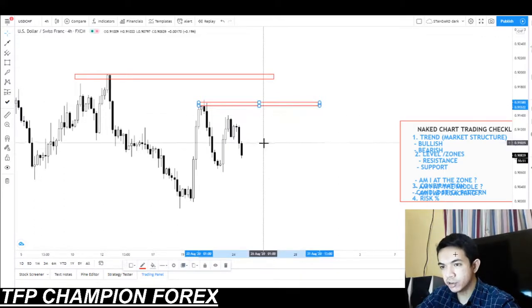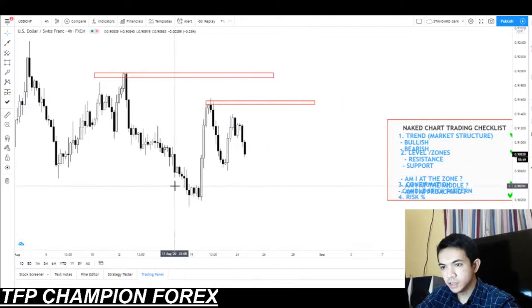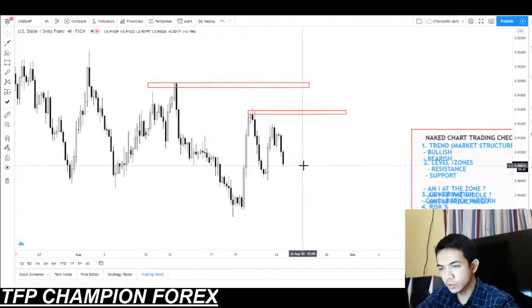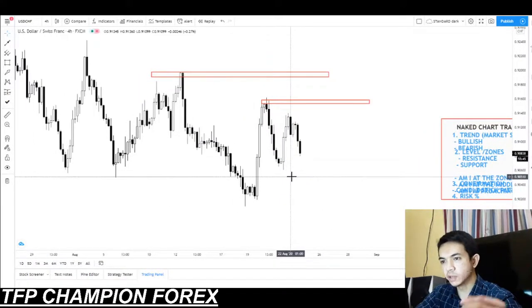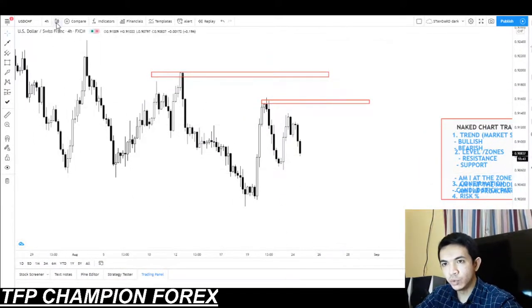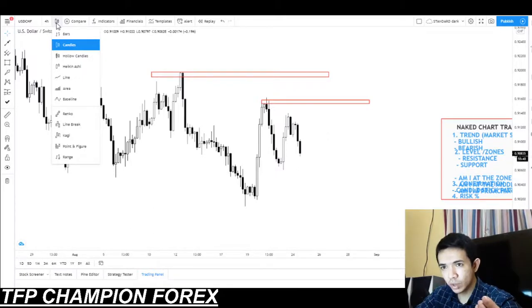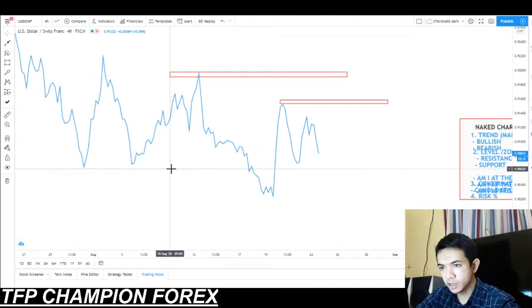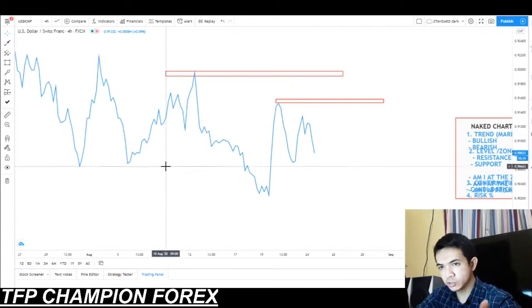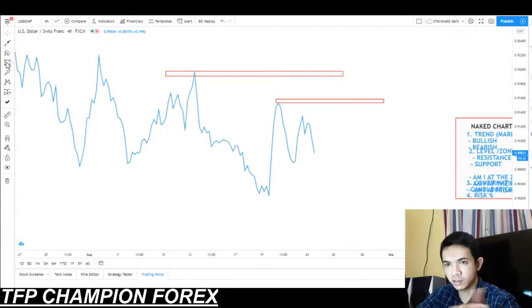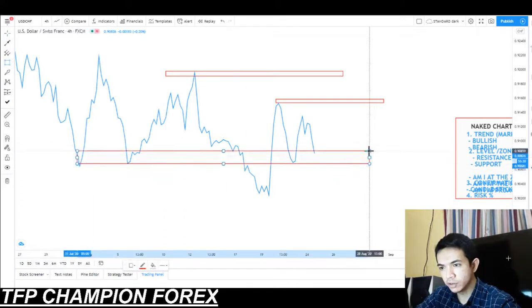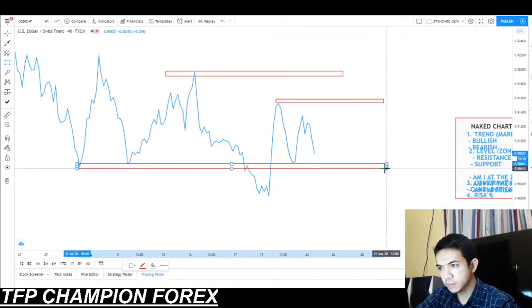So we can see here what? Key significant level or zones. So how can we find a clear key significant level or zones? So we can simply mark or change our chart to a line chart to check the significant level or structure that the price would probably react. All right?